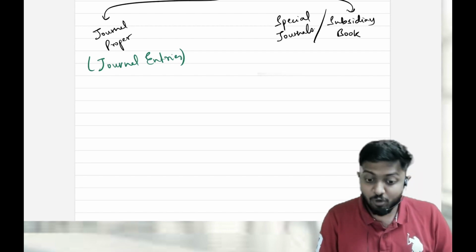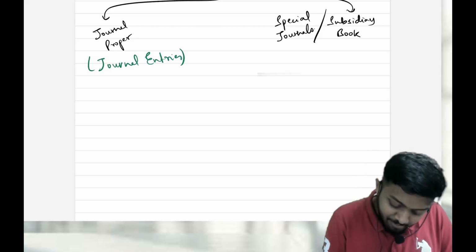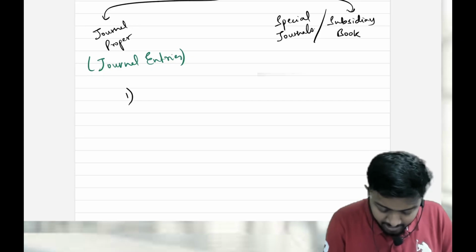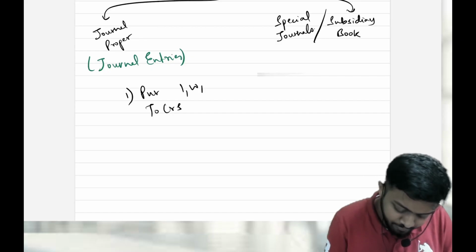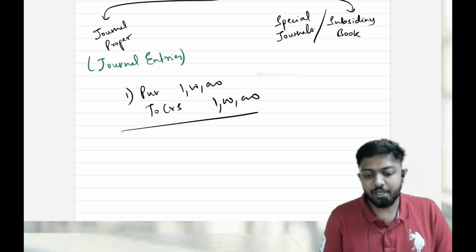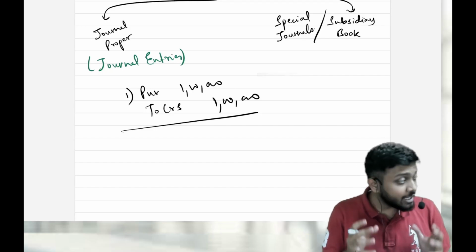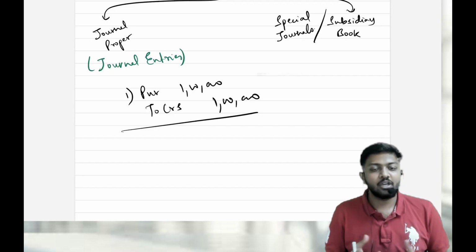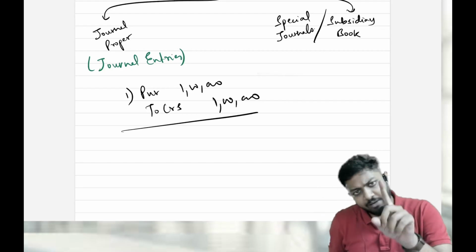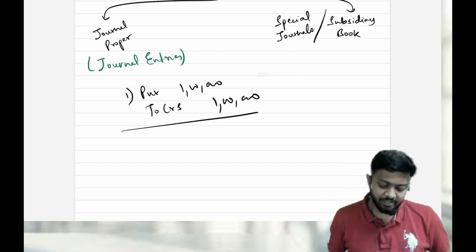What are subsidiary books? I will take one example. Suppose we have some credit purchases. The entry for a credit purchase goes like this: Purchases account debit to creditors, 1 lakh. Now there is a journal entry. But in an entity, only one purchase entry will not be there. In an entity there will be lots of purchase entries.